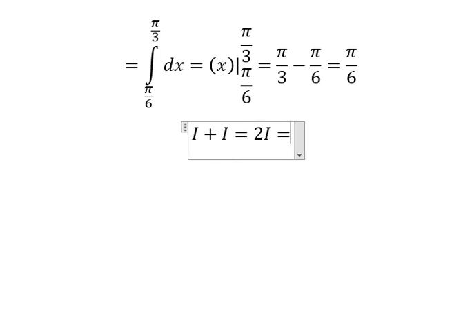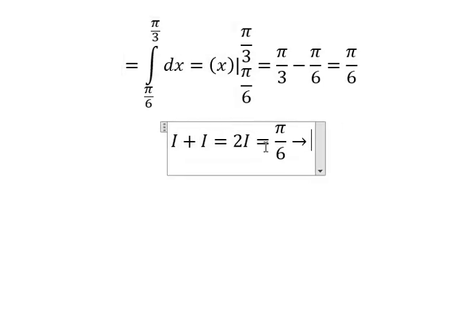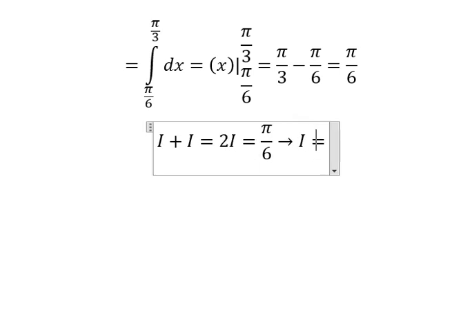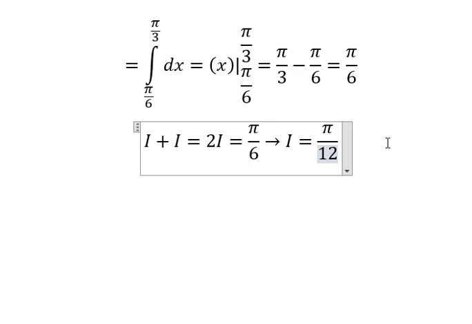And now we divide both sides by the number 2. And this is the final answer.